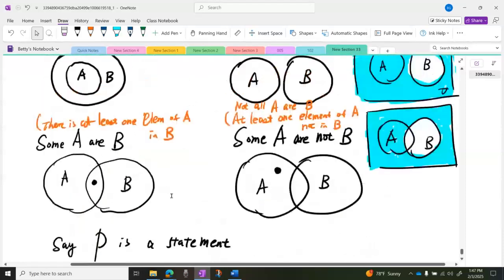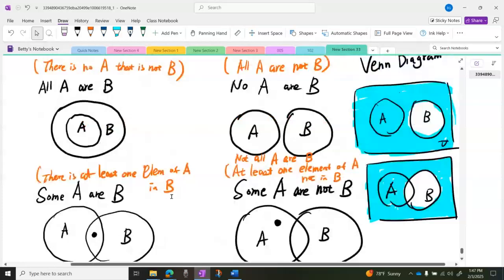Now we want to go back to the four quantified statements and look at the black sentences, not the red ones. All A are B, no A are B, some A are B, some A are not B. Look at those four types of quantified statements. We want to find their negations.